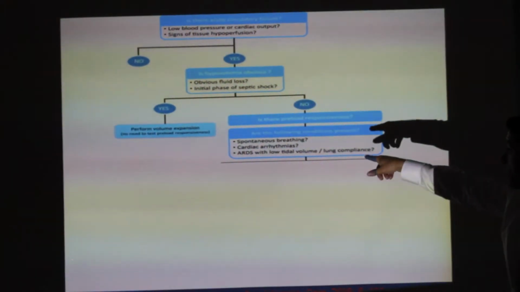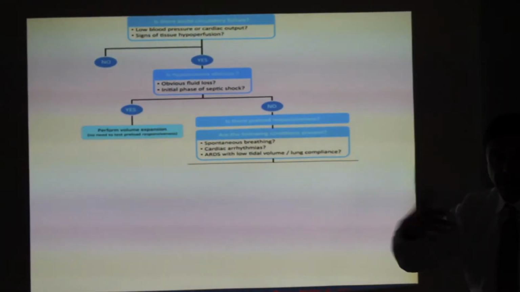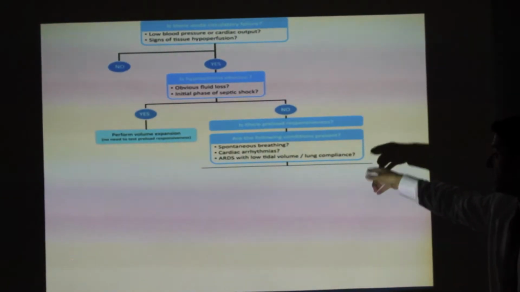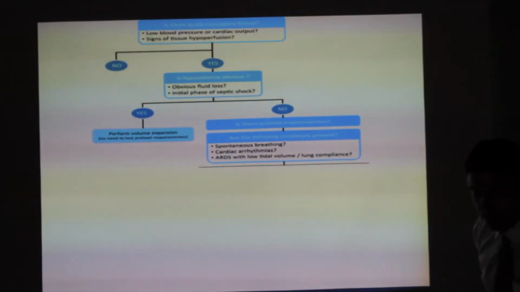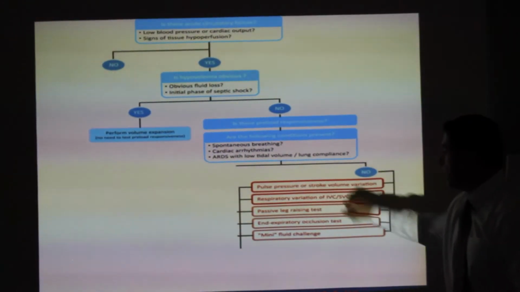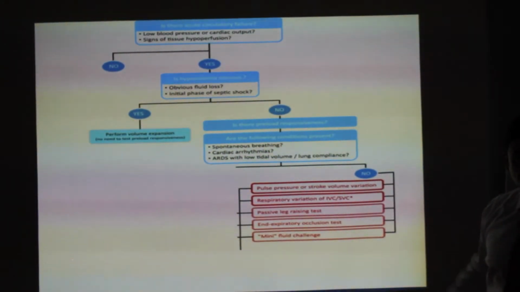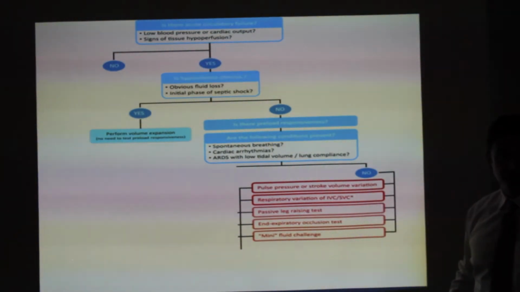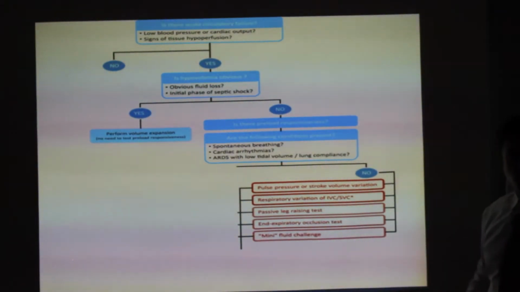Before you do this, you have to check: is the patient actively, spontaneously breathing? Is he in cardiac arrhythmias? Is he in ARDS with low tidal volume or lung compliance? If the answer is no, then you can do the pulse pressure variation or stroke volume variation. Hook him up to the FloTrac. You can do the PLR. You can do an expiratory occlusion test.